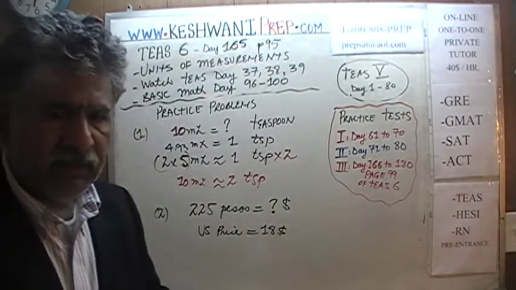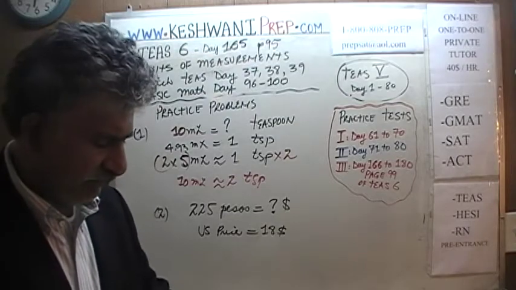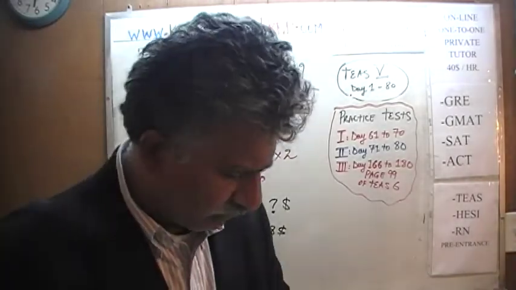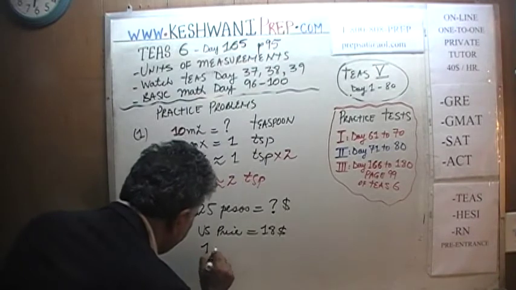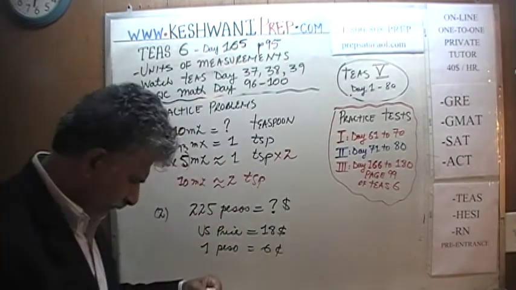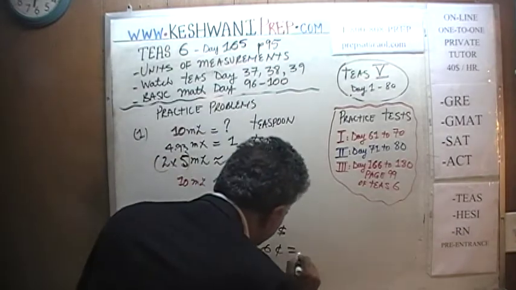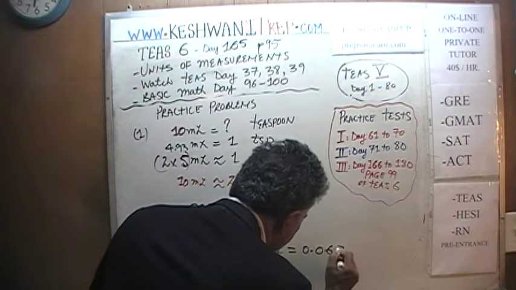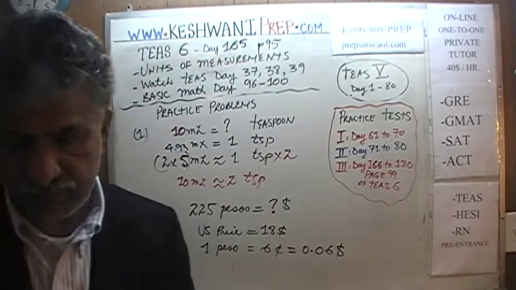And the last part is something that will be given to us in the exam. The exchange rate is always given to us. They go on to tell us that one peso equals 6 cents. They don't say 6 cents. What they say is that 1 peso is equal to $0.06, which of course is 6 cents.